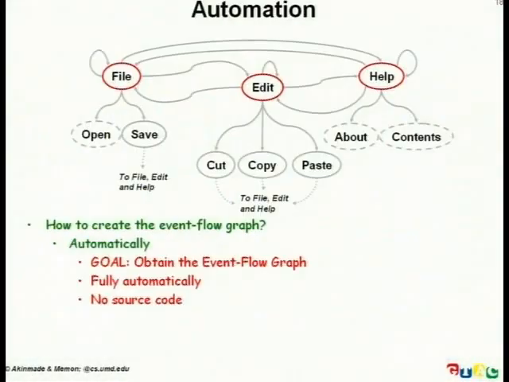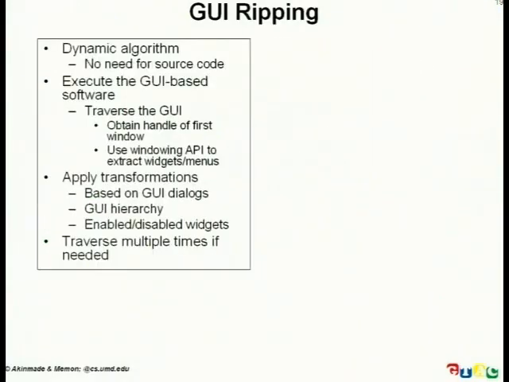So how do we come up with an event flow graph? What we did was we came up with an automatic technique to extract the event flow graph from an application, or an approximation of an event flow graph, that would help us save a lot of time. So the technique that we came up with was called GUI ripping. We rip the event flow graph from the GUI.